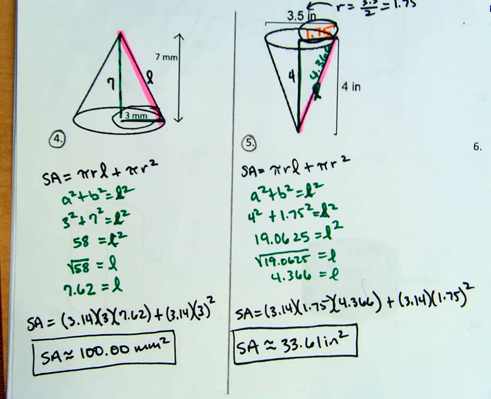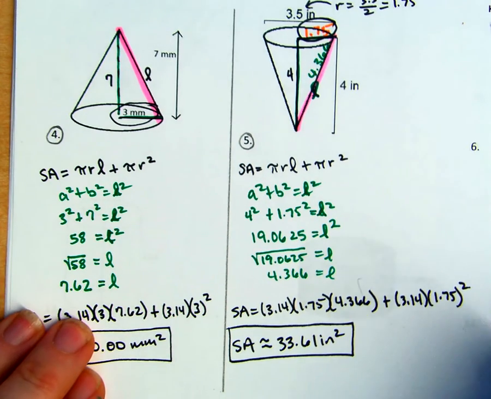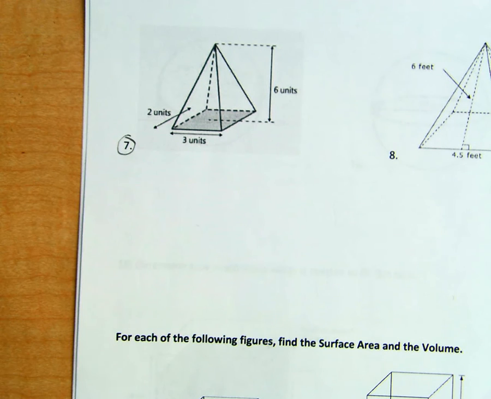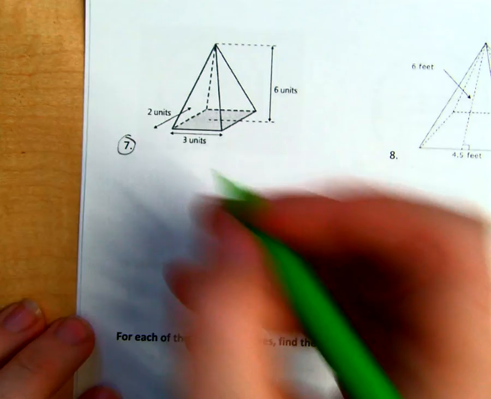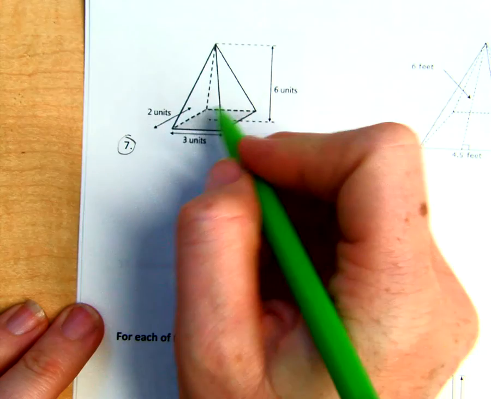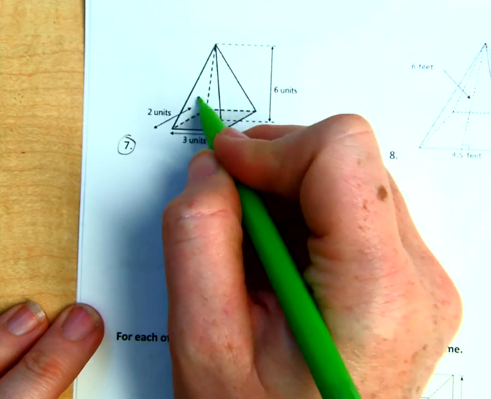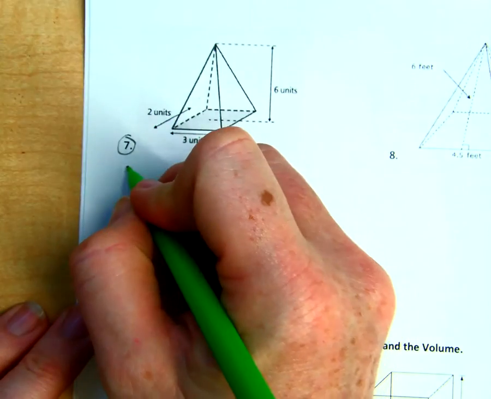All right. One more in this particular video talking about surface area. So I'm going to jump to number 7. Number 7 is a pyramid instead of a prism, but we do the surface area the same way. So when I'm looking at surface area here, I'm noticing that I have, again, 1, 2, 3, 4, 5 faces.